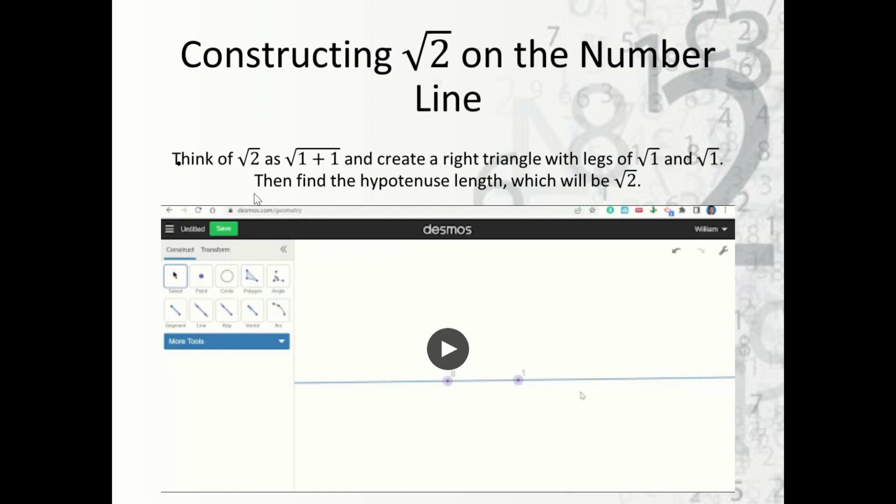Now, the hint that you need to know is we're going to think of square root of 2 as being square root of 1 plus 1. And if we create a right triangle with legs of square root of 1 and square root of 1, then the hypotenuse should be square root of 2. And we get there by using the Pythagorean theorem. So in this case, if we can make this side length square root of 1 and the other side length square root of 1, then the line that connects them would be square root of 2. So that's how we'll do this. So you can watch the video on how to complete that.